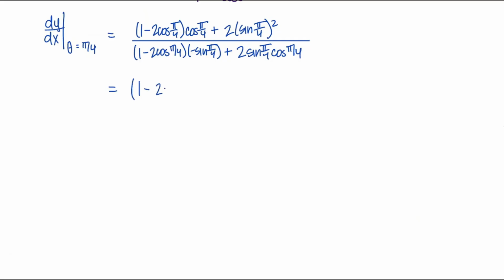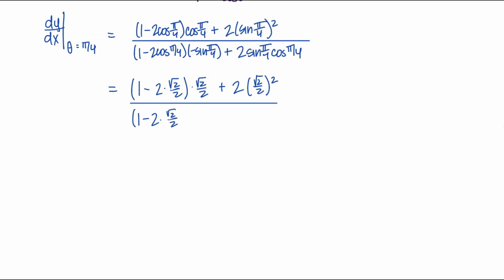1 minus 2 times rad 2 over 2 times rad 2 over 2 plus 2 times rad 2 over 2 squared, all over 1 minus 2 times rad 2 over 2 times negative rad 2 over 2 plus 2 times rad 2 over 2 times rad 2 over 2. All right, let's see what happens.